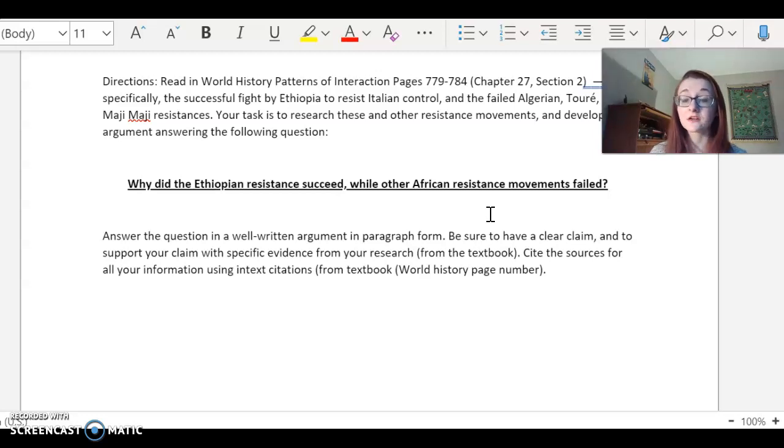So you're going to compare and contrast these movements. Why was Ethiopia successful? What did it have that the others didn't? Okay, so you're going to write a well-written paragraph. You're going to have a clear claim. In fact, your first sentence of your paragraph should be, the Ethiopian resistance was successful because, right? Because that's what you're going to be arguing. And then you're going to support that claim with specific pieces of evidence from your research. Now, this is where things are going to be slightly different.